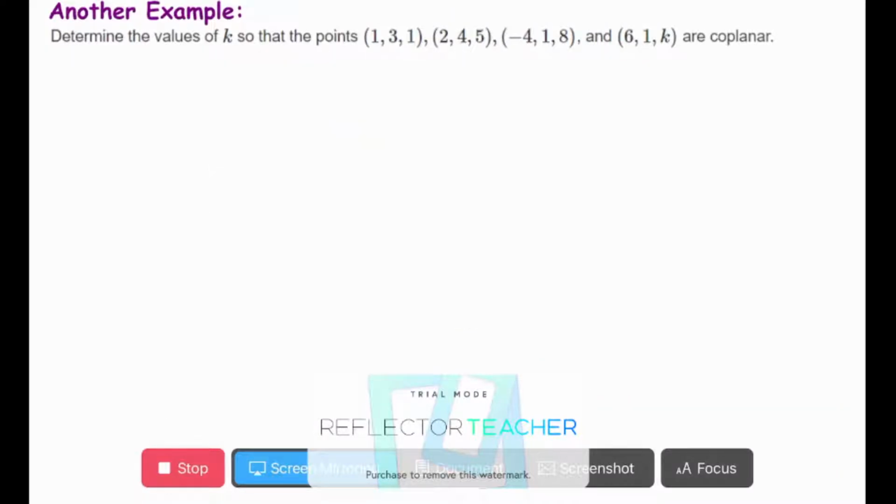In this example, we are asked to determine the values of k so that the points given are coplanar. So let's label these A, B, C, and D, and we basically have to do the same test as last time, and we're going to solve for a value of k that allows this to be true. So first step, use 3 points to define our plane.